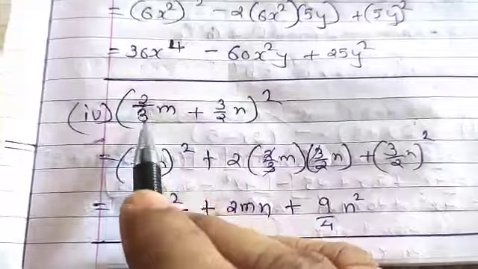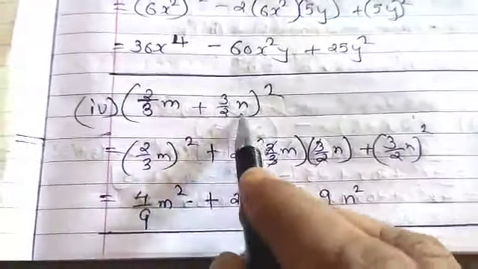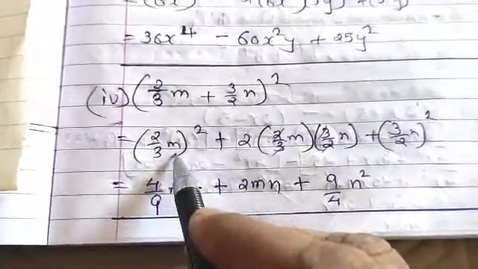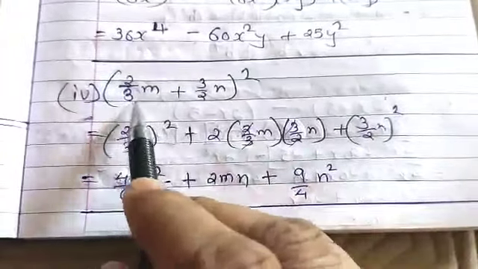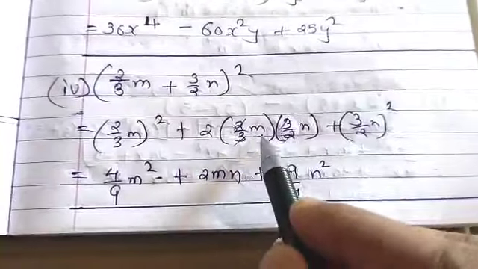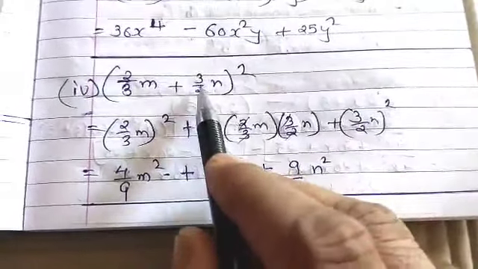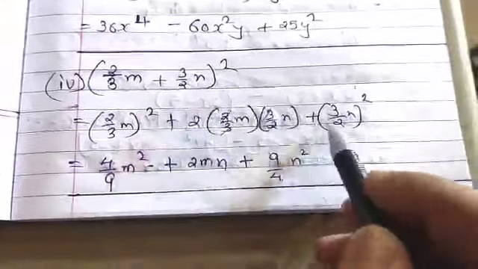Number 4, (2/3 m + 3/2 n)², that is the square of 2/3 m, plus 2 into first term into last term, that is 2/3 m into 3/2 n, plus the square of the last term, that is (3/2 n)².